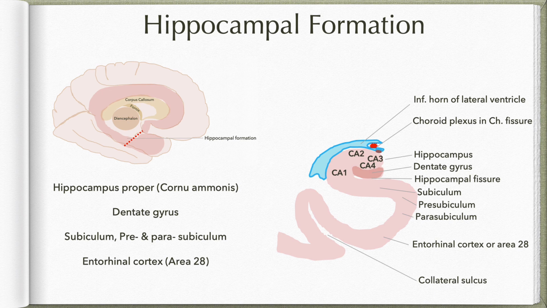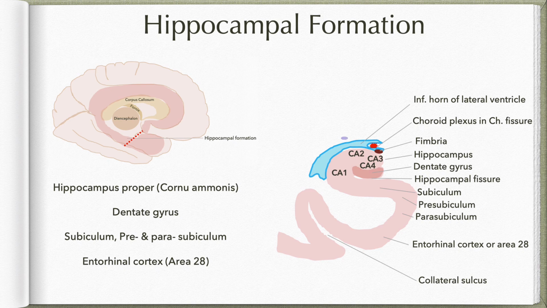Now, above the cornu ammonis or hippocampus proper, we have a collection of fibers, those are actually the output fibers from the hippocampal formation. At this place, we call them fimbria. They're actually part of the fornix, but at this place, they get the name fimbria.